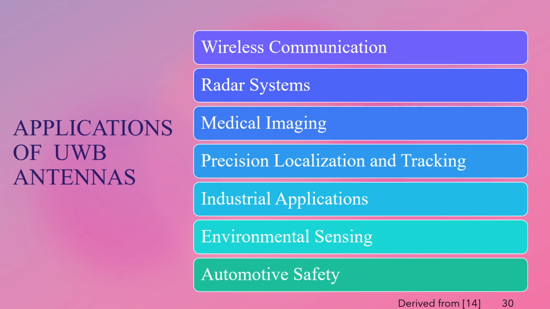Now, environmental sensing. UWB antennas can be used for environmental sensing such as measuring soil moisture, detecting landslides, and monitoring structural health in buildings and bridges. Now, for automotive safety, UWB antennas are integrated into advanced driver assistance systems (ADAS) and autonomous vehicles for accurate object detection, collision avoidance, and vehicle-to-vehicle (V2V) communication.